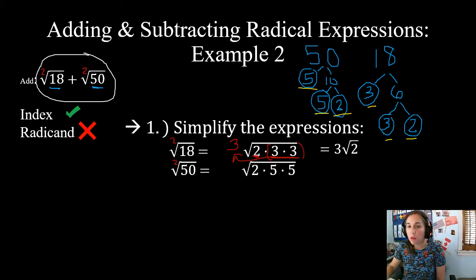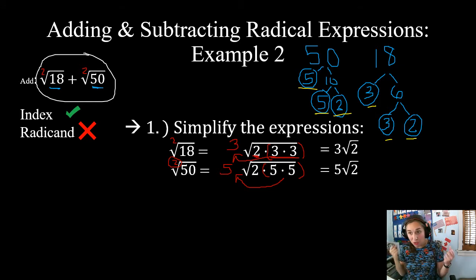So now let's look at the square root of 50 and use the same logic. My index is 2, which means I'm looking for any factor that I have 2 copies of underneath the radicand. I see I have a pair of 5s here. So 2 copies on the inside pulls out to 1 copy on the outside, which means that this simplifies to 5 square roots of 2.